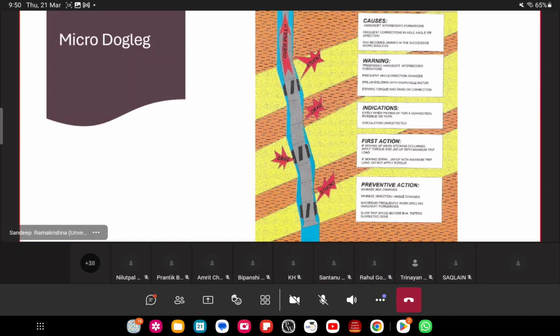So this erratic nature causes this kind of a snake type of a profile, and causes these micro dog legs, which can be scenarios or situations where you're going to see your pipe getting stuck.